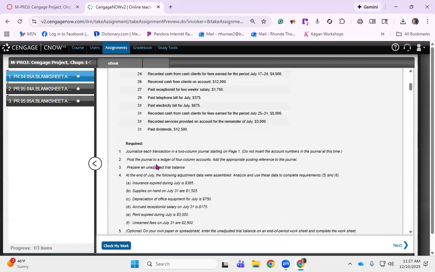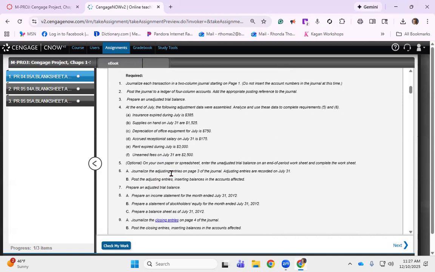We are going to post every journal entry to the ledger after we're finished with everyone, so that way we stay on track with what we're working on. And then once we get all of our transactions in, we will prepare an unadjusted trial balance, which will include that spreadsheet. And then we have 6 adjustments that we need to do at the end of July.